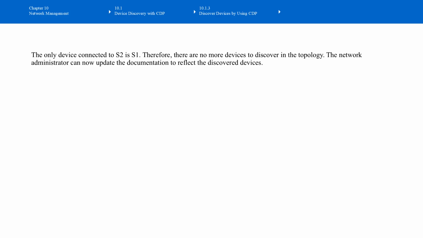Based on the result, we can conclude that the only device connected to S2 is S1. Therefore, there are no other devices to discover in this topology. The network administrator can now update the documentation to reflect the discovered devices.